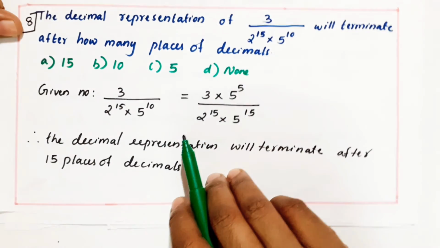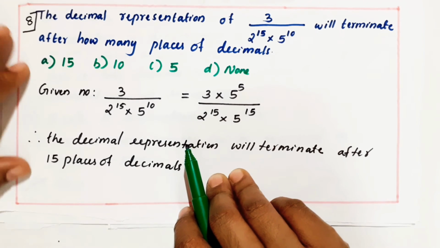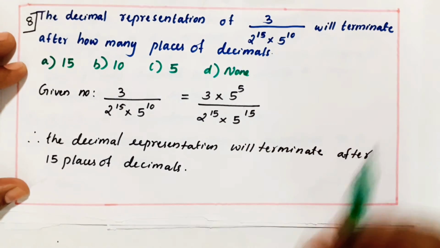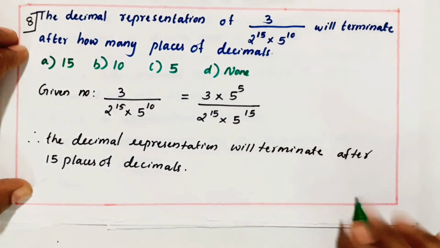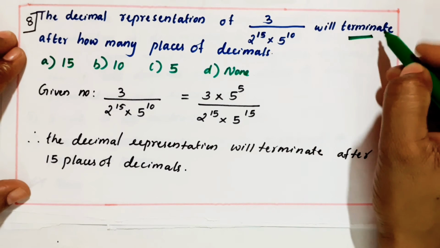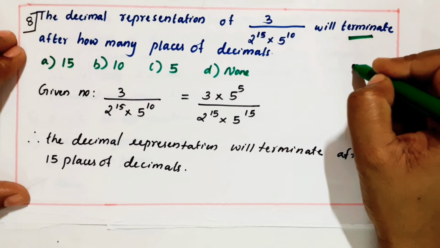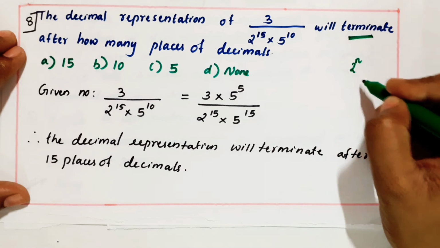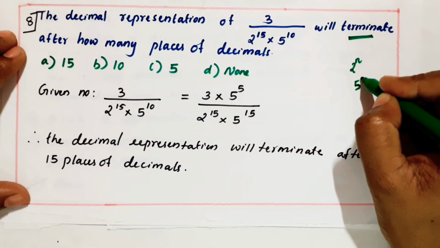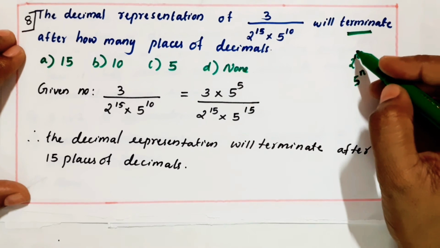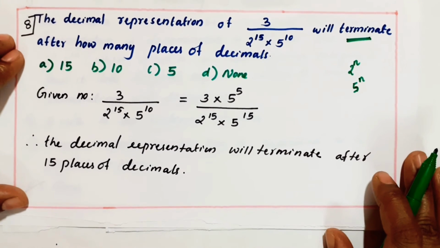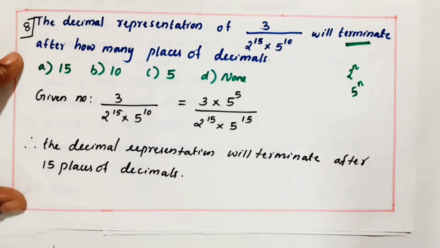The decimal representation of 3 by 2 power 15 into 5 power 10 will terminate after how many decimal places? This question, they are asking when it will terminate. It will terminate when the denominator is in the form of 2 power n or 5 power n. Terminating means stop. If you are dividing, we should get a final answer.